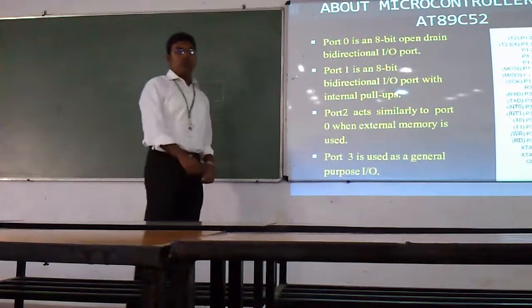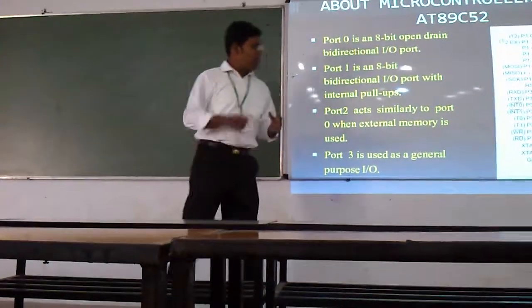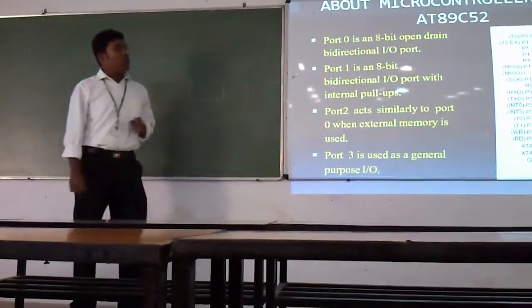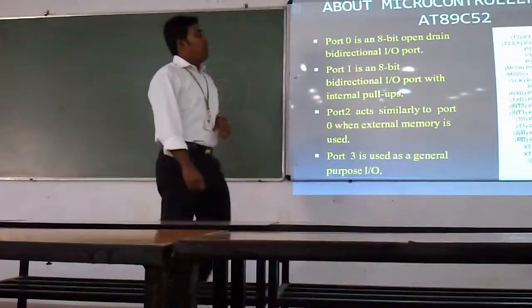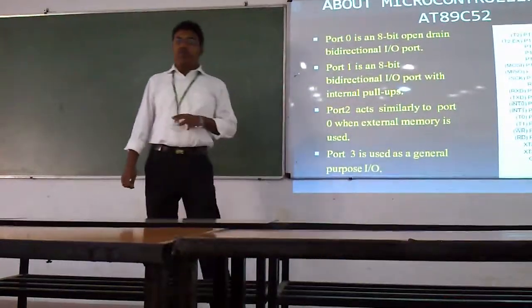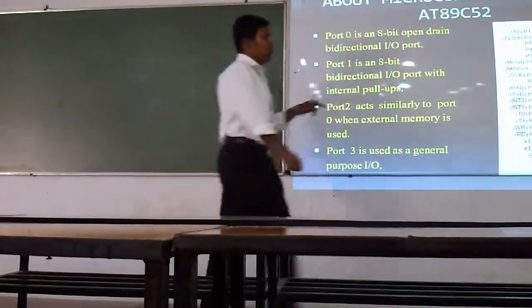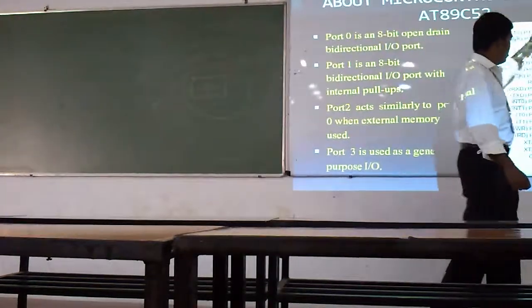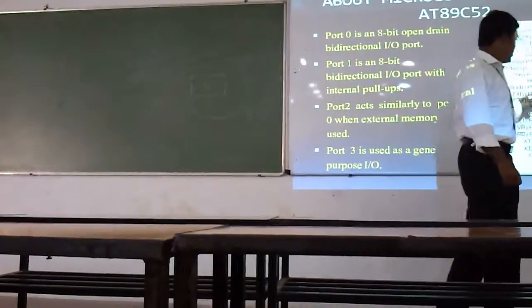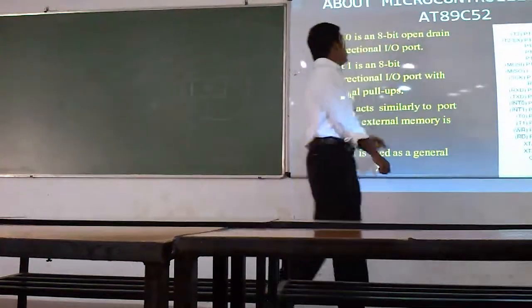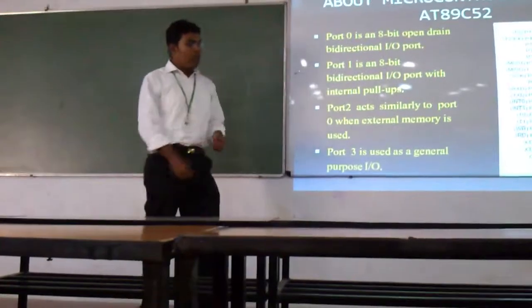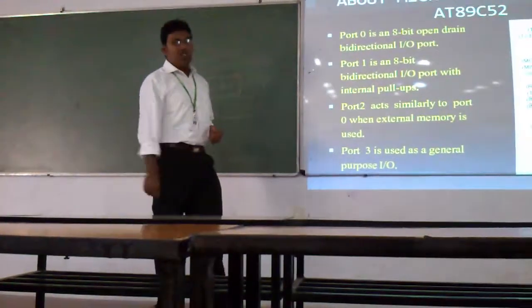Now we have to know together about the microcontroller. An 8052 microcontroller has 4 ports, P0, P1, P2 and P3. Here you can see the P0 port, P1 port, P2 port and P3 port. The P0 port is an open drain 8-bit bidirectional I/O port.